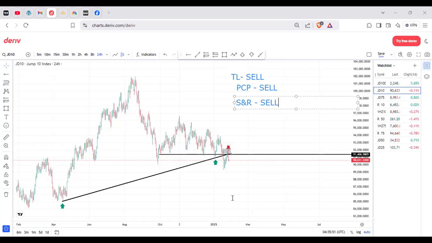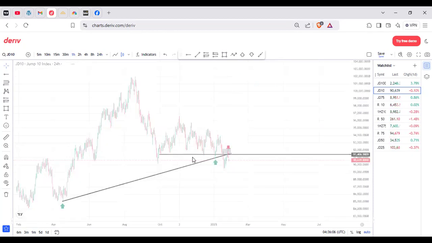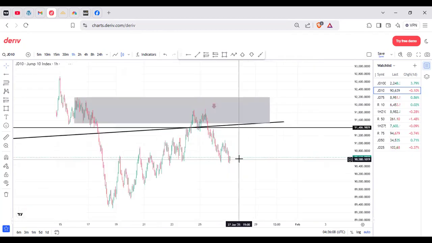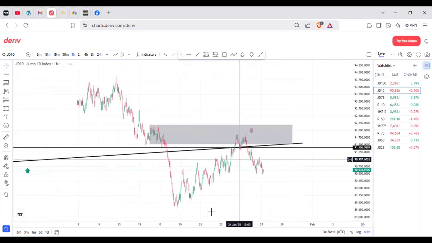Guys, I prefer to trade on a higher time frame. Higher time frames are very accurate and clear. You see everything ahead. Let's go to a smaller time frame so that you can see why I prefer higher time frame. I'll go to 1 hour time frame. I want you to focus on the break of structure.